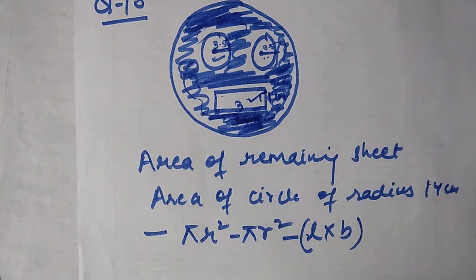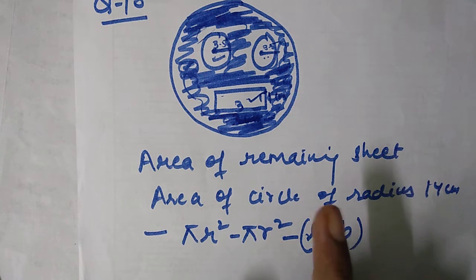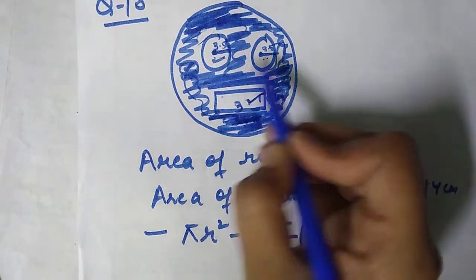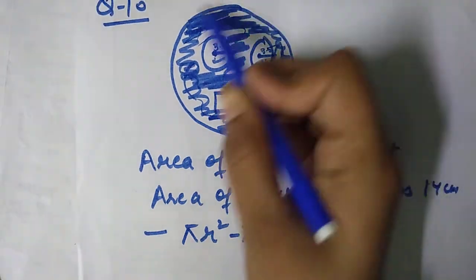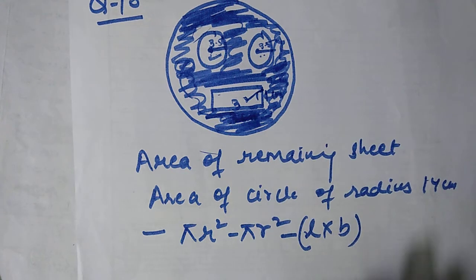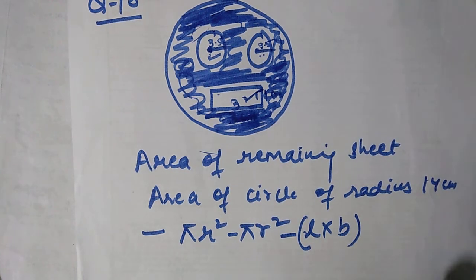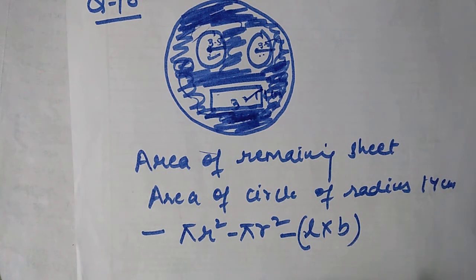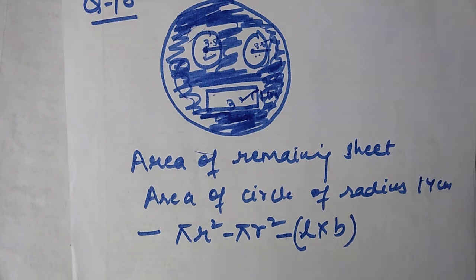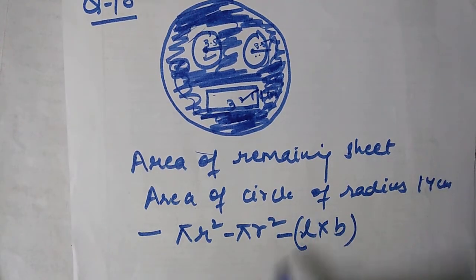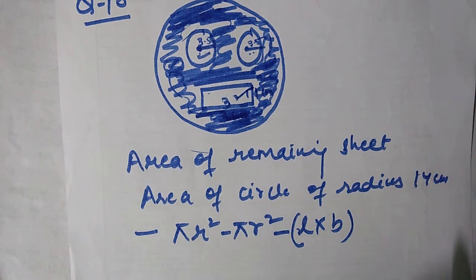I hope it is clear. What you have to do, just subtract the area of this rectangle and the area of these two circles from the circle of radius 14 centimeter. You will get the area of remaining sheet. Okay, so this is all about homework. Now let us discuss further questions. So this is question number 10. These questions I have given you as homework in lecture number 3.